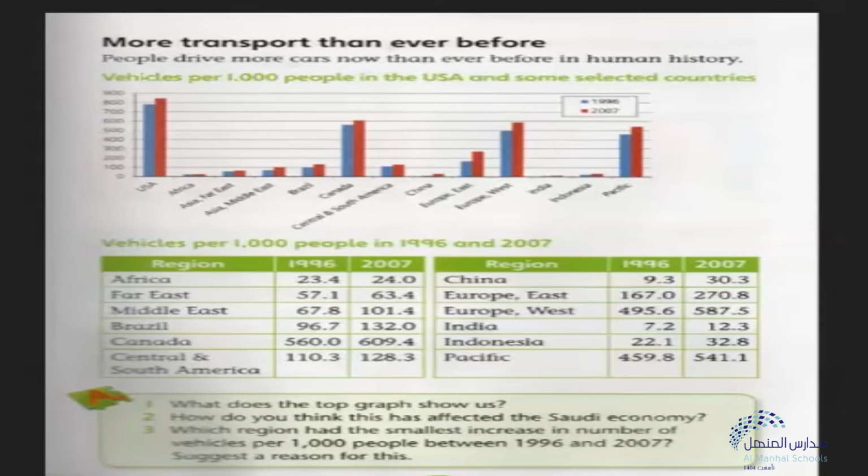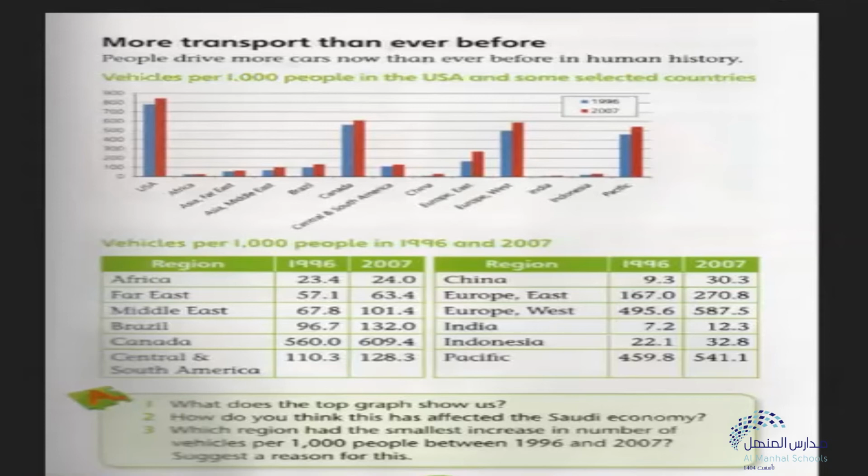Okay. Let's look again at India. India, about 7 people were driving cars in 1996. In 2007, 12 people were driving cars. Okay. China, in 96, 9 people were driving cars. In 2007, 30 people were driving cars.